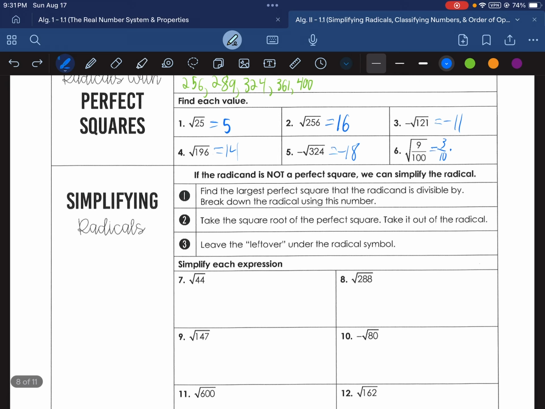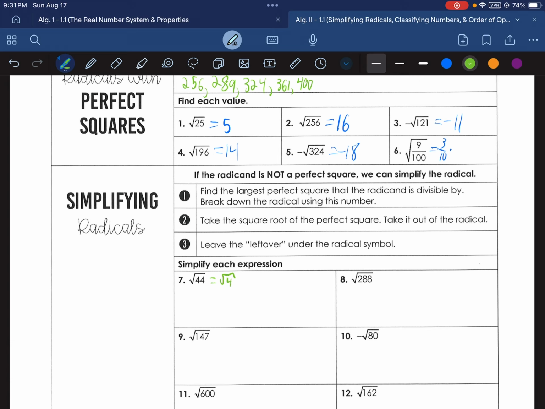Now we're going to work on simplifying radicals that are not perfect squares. Our first step is to find the largest perfect square that the radicand is divisible by, and break it apart using that perfect square. So let's start there. Number 7, the square root of 44. 44 is not a perfect square. No number times itself is 44. However, it's true that 4 times 11 is 44.